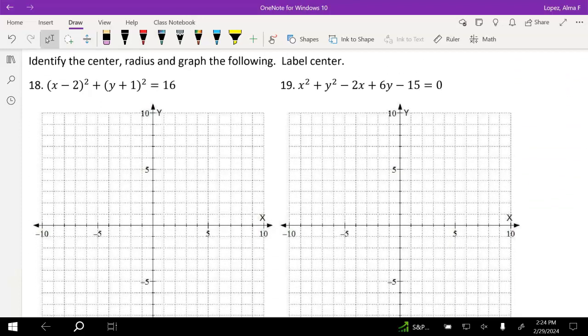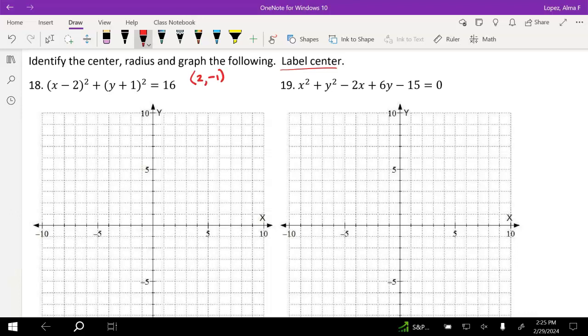The next one looks like we're at circles now. We're going to have to identify the center, radius, and then graph, and make sure we label the center. This one is already in the standard form for a circle, so I'm going to start by writing the center down. It is at 2, -1.